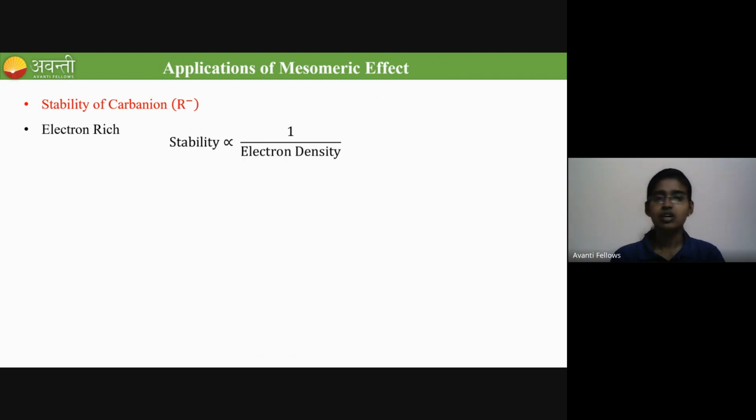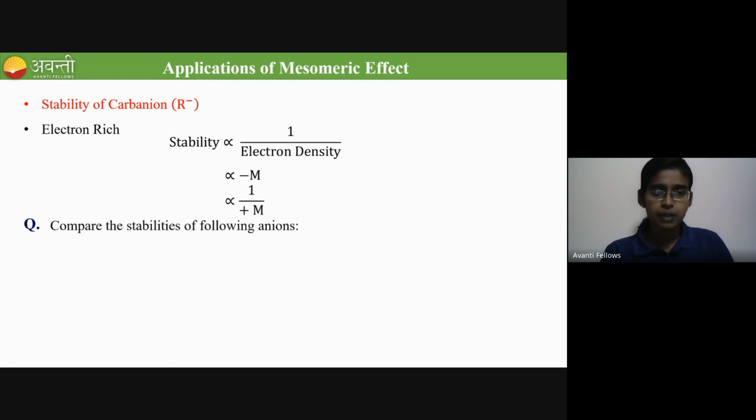If the electron density is more, then the stability is very less. If the electron density is less, stability is more. They are inversely proportional. Okay, electron density is inversely proportional to stability, but stability is directly proportional to the negative mesomeric effect and inversely proportional to the positive mesomeric effect. Okay, I'll show you a question for you.